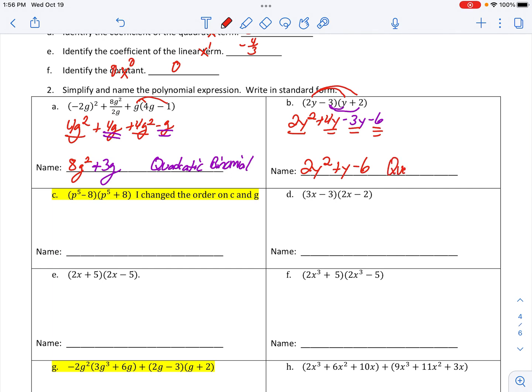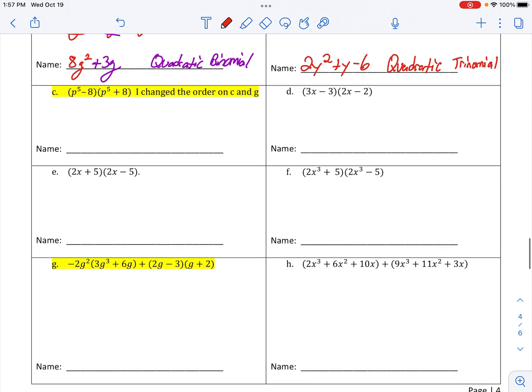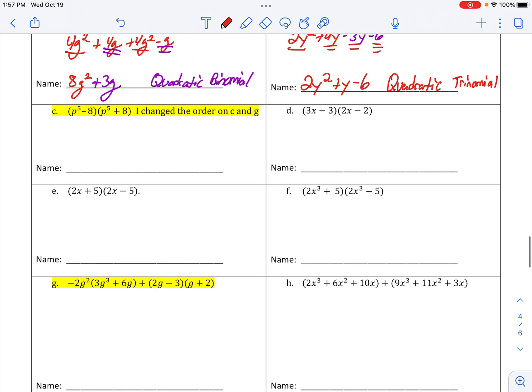So we end up with a name of a quadratic. And 3 terms is a trinomial. Okay? All right. I'm just looking at what C and G are doing here, so I'll come back to that in a second.